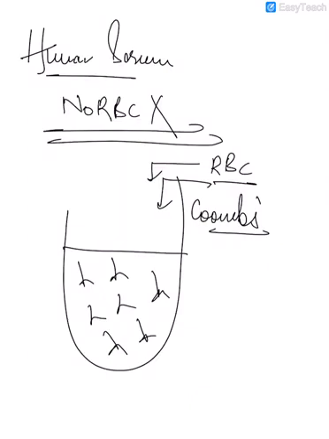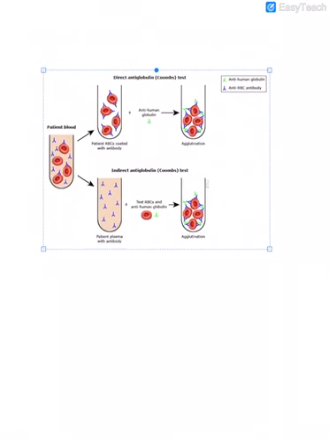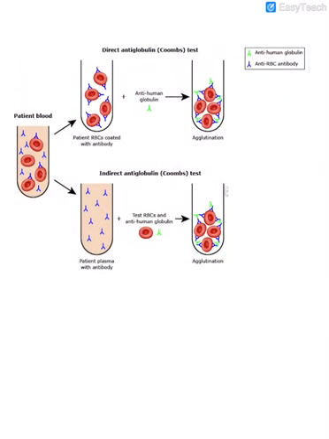Let me show you a picture of this to make it much clearer. If you look at this picture, you'll be able to understand much better what I'm talking about. This is the patient's blood, which has these anti-RBC antibodies sticking to the RBCs. You take a sample of this and add the anti-human globulin antibody, and they tend to agglutinate these RBCs and form chunks.